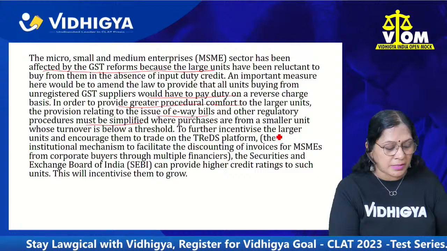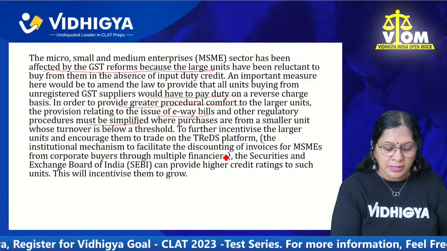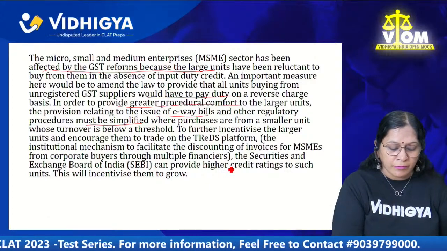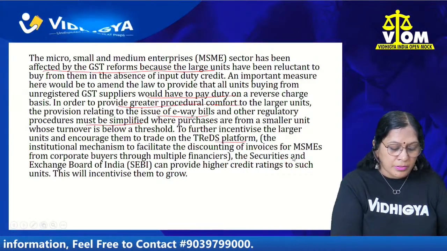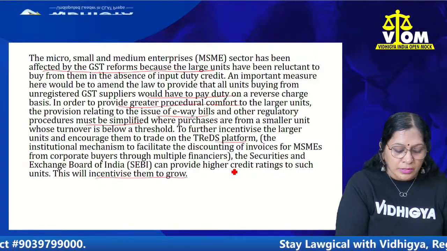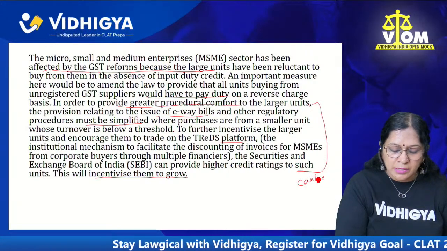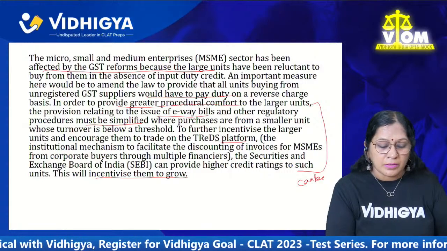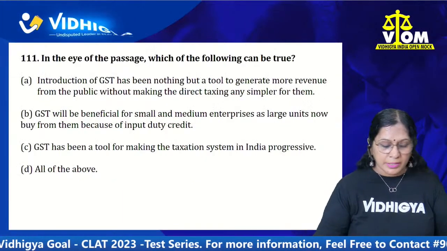To further incentivize the larger units and encourage them to trade on the TREDS platform, the institutional mechanism to facilitate the discounting of invoices for MSMEs from corporate buyers through multiple financiers. That is this platform. The Securities and Exchange Board, SEBI, can provide higher credit ratings to such units. This will incentivize them to grow. This last part is saying what can be done. What was, first what was, then what is, and then what can be done now. I hope you can break this up into these 2-3 points. Then we'll come to the next question.